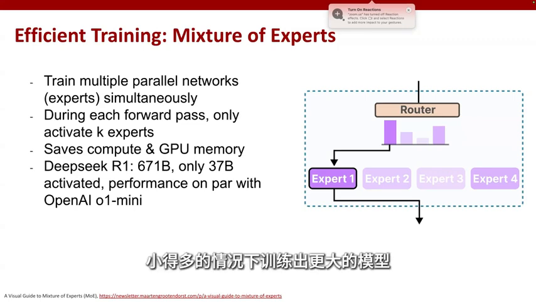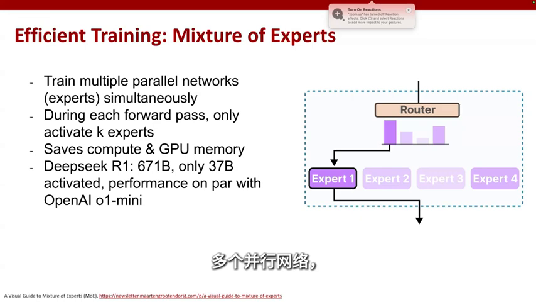But what we do observe is that with mixture of experts, we can train a much larger model given much smaller compute. So what we do is that we have multiple parallel networks simultaneously in one layer. And during the forward pass of each token, there's a layer that selects which experts the token should go to. Because each token only goes through a certain subset of the network, you save both compute and GPU memory.